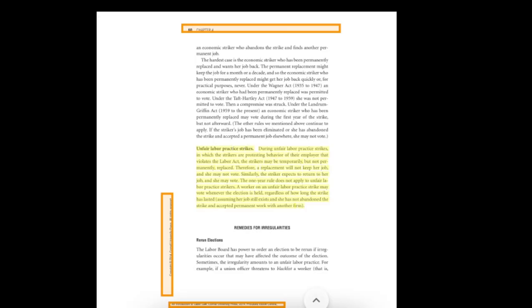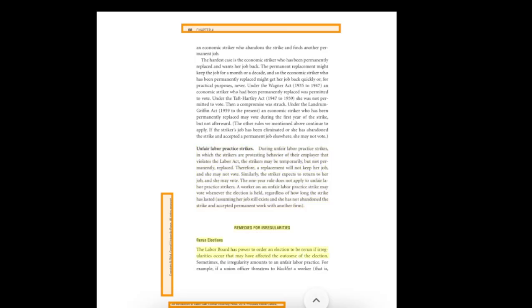Therefore, a replacement will not keep her job, and she may not vote. Similarly, the striker expects to return to her job, and she may vote. The one-year rule does not apply to unfair labor practice strikers. A worker on an unfair labor practice strike may vote whenever the election is held, regardless of how long the strike has lasted, assuming her job still exists and she has not abandoned the strike and accepted permanent work with another firm.